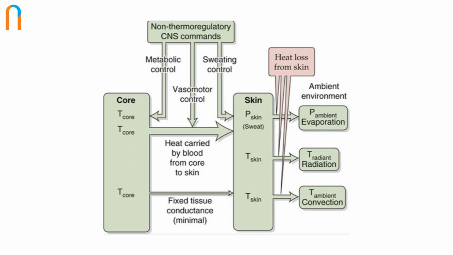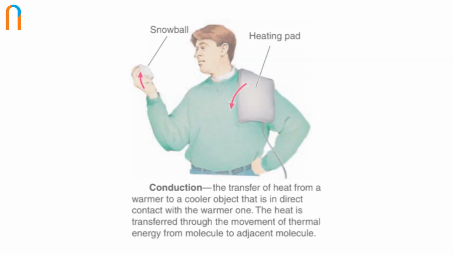The rate of heat transfer by conduction depends on the temperature difference between the touching objects and the thermal conductivity of the substances involved. Heat can be lost or gained by conduction when the skin is in contact with a good conductor. When you hold a snowball, for example, your hand becomes cold because heat moves by conduction from your hand to the snowball. Conversely, when you apply a heating pad to a body part, the part is warmed up as heat is transferred directly from the pad to the body.